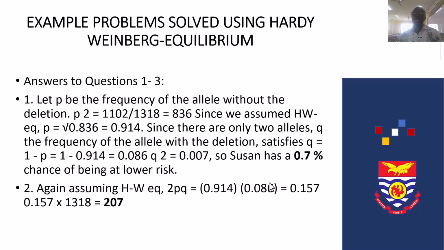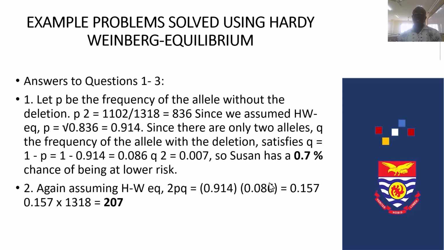Answers to questions 1 and 3. Let p be the frequency of the allele without the deletion. p² equals 1102 over 1318, which equals 0.836. Since we assume HW equilibrium, p equals the square root of 0.836, which is 0.914. Since there are only two alleles, q, the frequency of the allele with the deletion, satisfies q equals 1 minus p, which equals 1 minus 0.914, which equals 0.086. q² equals 0.007. So Susan has a 0.7% chance of being at lower risk.